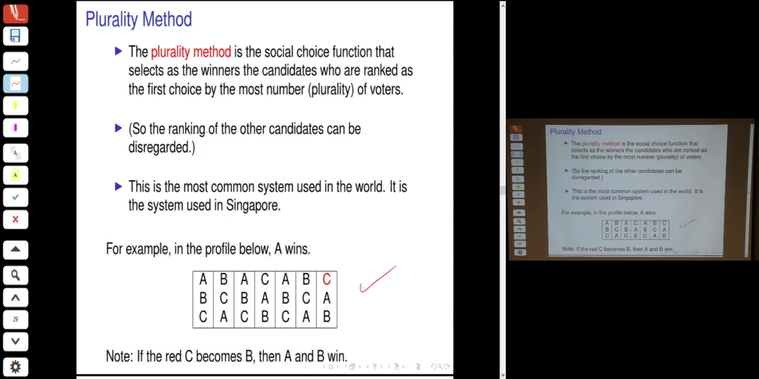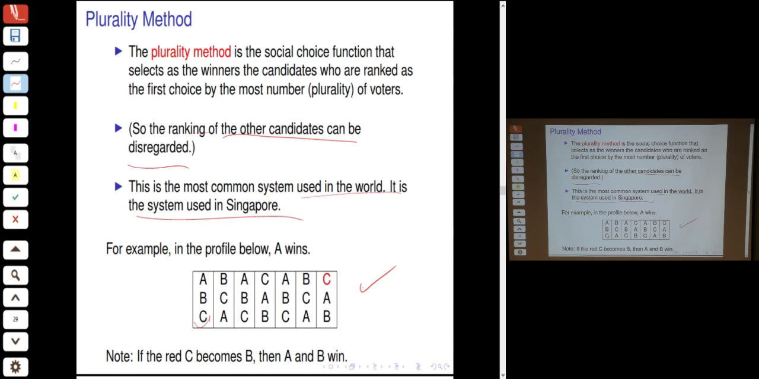The ranking of the other candidates can be disregarded. If you indicate A as the winner, for example, in the first profile here, then how you relatively rank B and C does not matter. Of course, B and C have to be ranked below A, but the relative ranking of B and C in your ballot doesn't affect the outcome. The all important thing is who you put at the top of your ballot. This is the most common system used in the world, and it is the system used in Singapore.